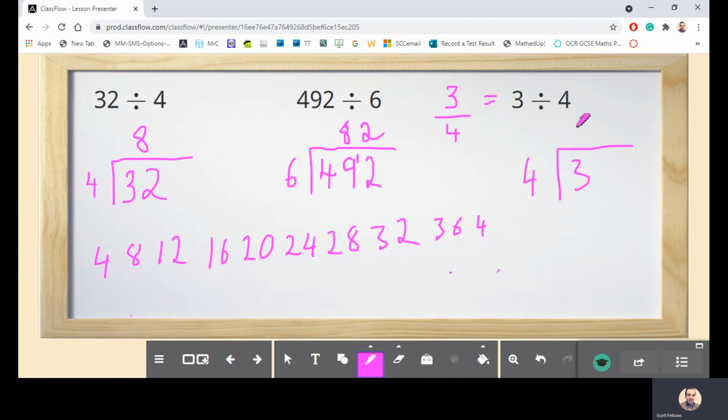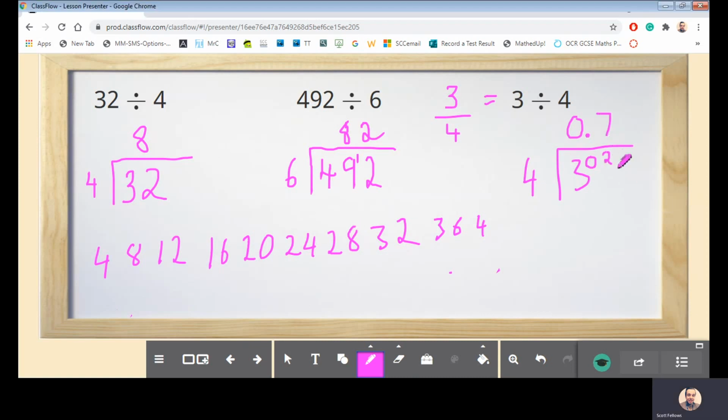Well, 4 doesn't go into 3 because it's bigger than it. Okay, so we put a 0 point there. Then we put a 0 here to make this into 30. Okay, so 4's into 30. Now we can use that. 4, 8, 12. So 1, 2, 3, 4, 5, 6, 7. Okay. And we've got a remainder from 28 to 30 of 2.